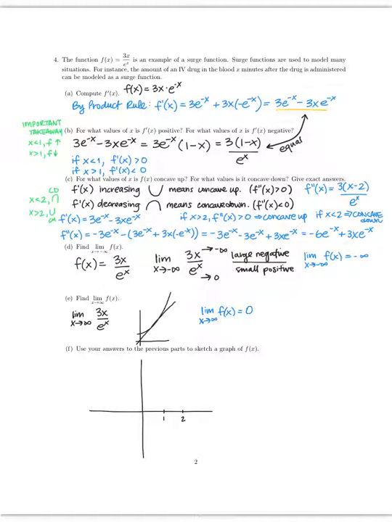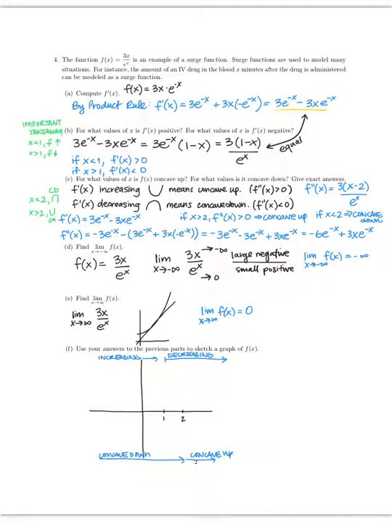For instance, I want to say to myself, everything to the right of 1 is going to be decreasing, and to the left of 1 is going to be increasing, based on what we got from part B. Similarly, we know it's concave down for x less than 2, and then concave up for x greater than 2. That's from our work in part C. I'm going to put those notes in as well.